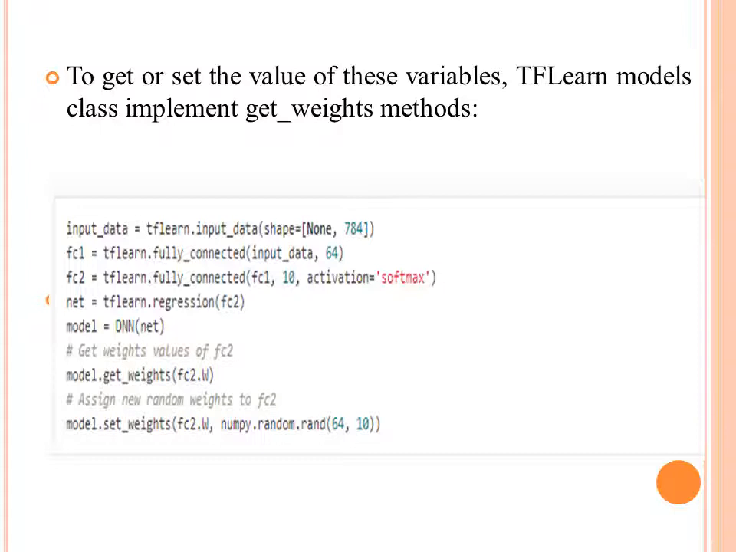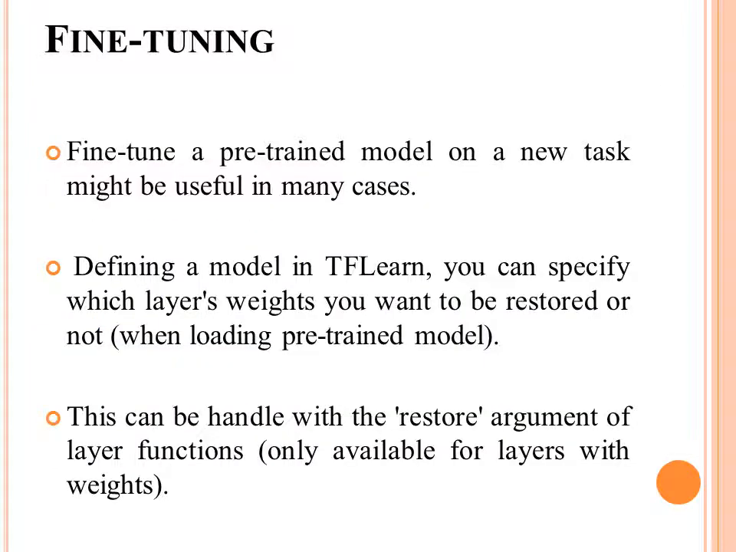To assign new random weights to any layer, like we are assigning new random weights to the second layer which we have declared as fc2, we write model.set_weights(fc2.W, numpy.random.rand(64, 10)). This will randomly assign the weights to the second layer that is declared by fc2. Weight persistence is covered in the previous slide.